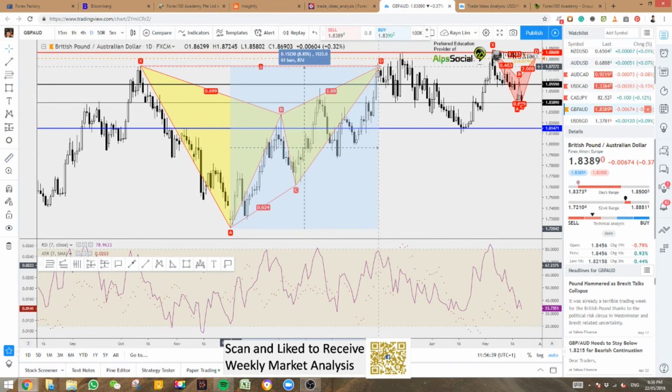Alright, 1,523 pips movement, 61 bars, 87 days. So what does it tell you based off this data? Falling 62 days, rising back up 87 days. So which one is stronger, selling or buying?